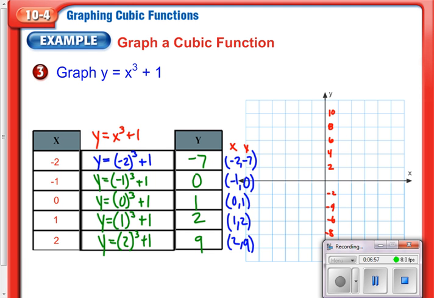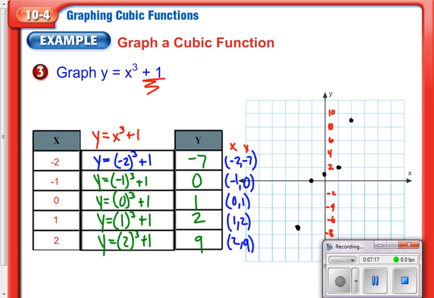Next, go ahead and plot the points. Remember, this is positive. Remember what the positive cubic function looks like. And then we are making a hypothesis here that when you add 1 that this graph should shift up.